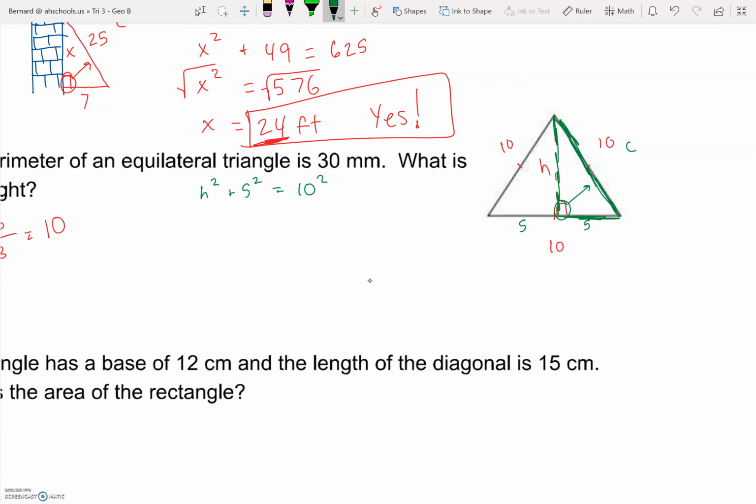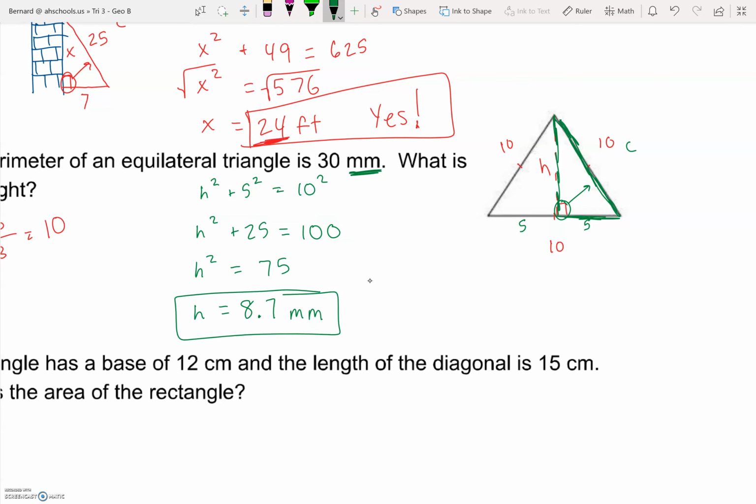We just got to solve for this, and that's our answer, right? Because we just want the height. So h squared plus 25 equals 100. Subtract your 25. H squared equals 75. And then square root both sides. H equals, and the square root of 75 is roughly 8.7. And again, based on 30 millimeters as our perimeter, so height is 8.7 millimeters. And that is our final answer.